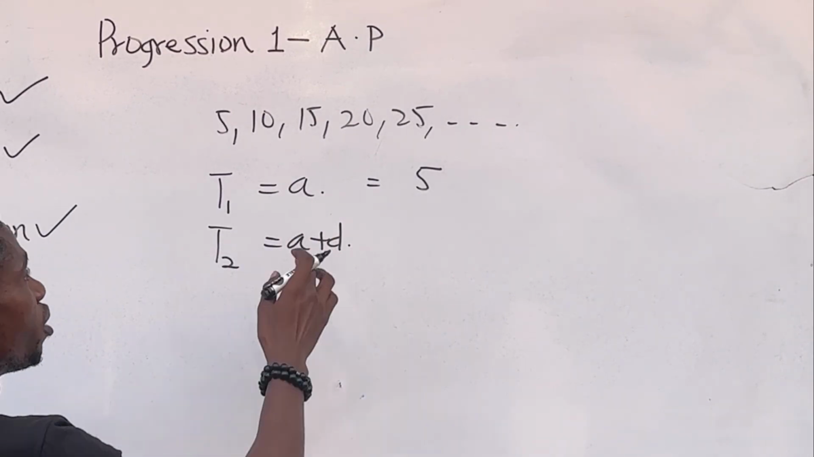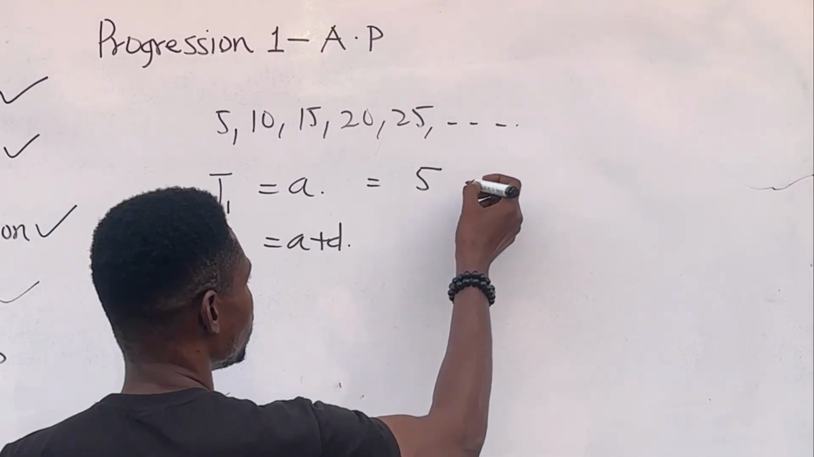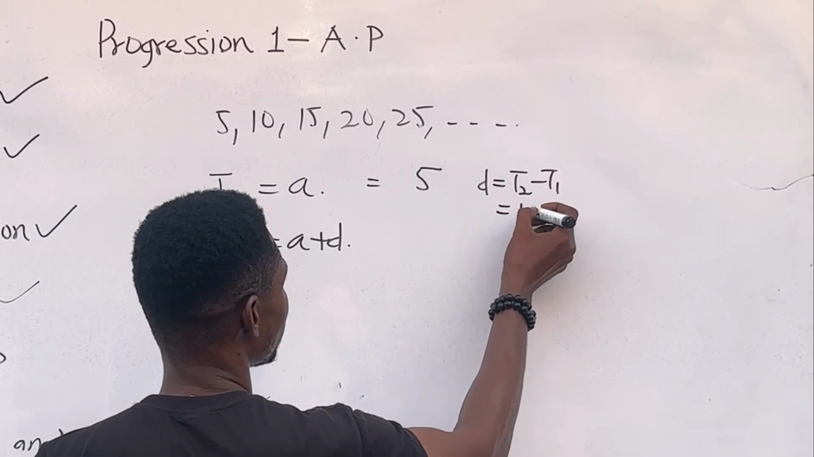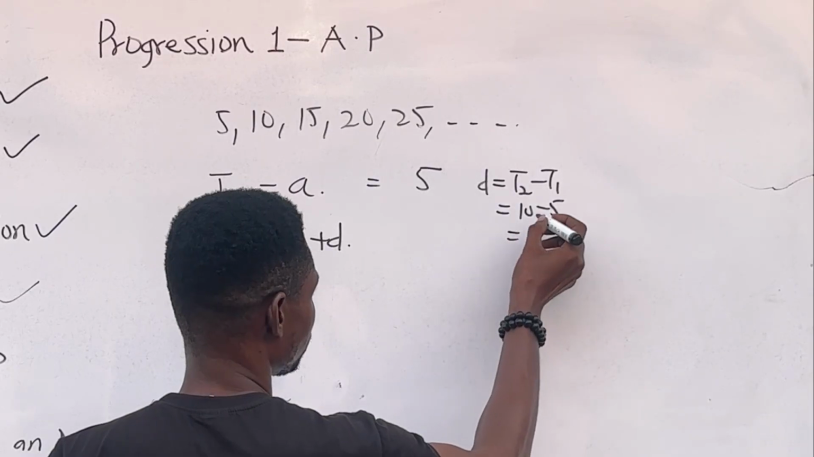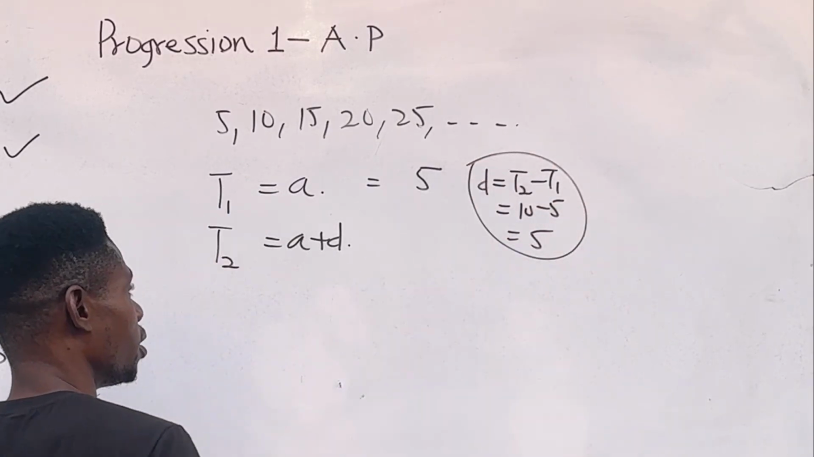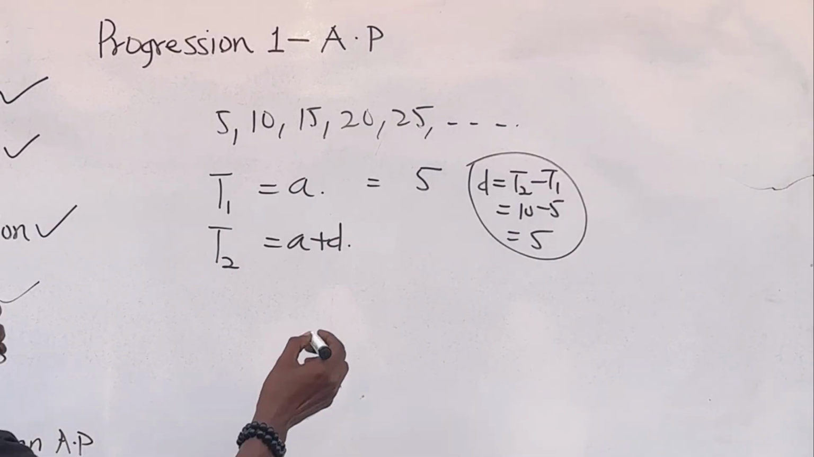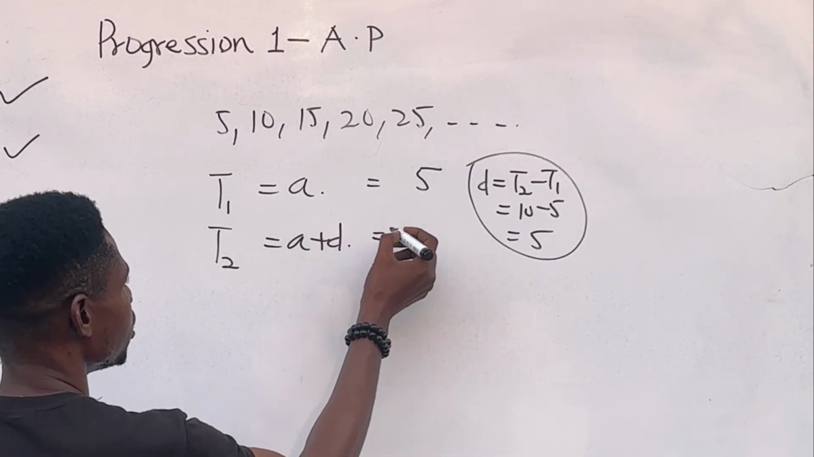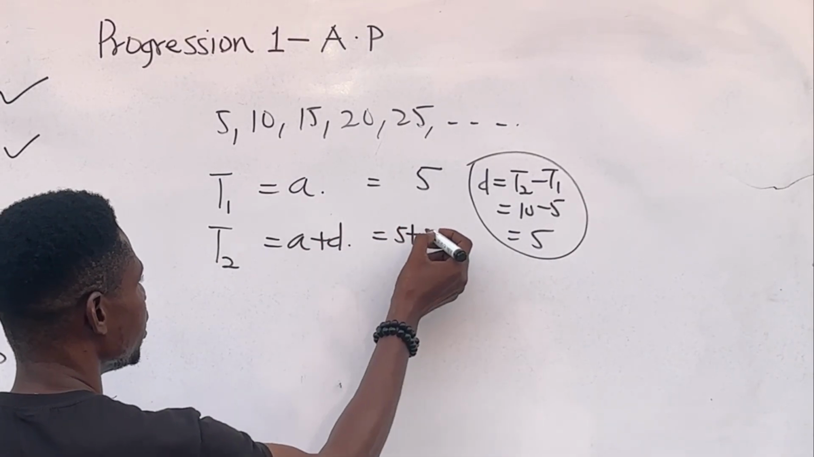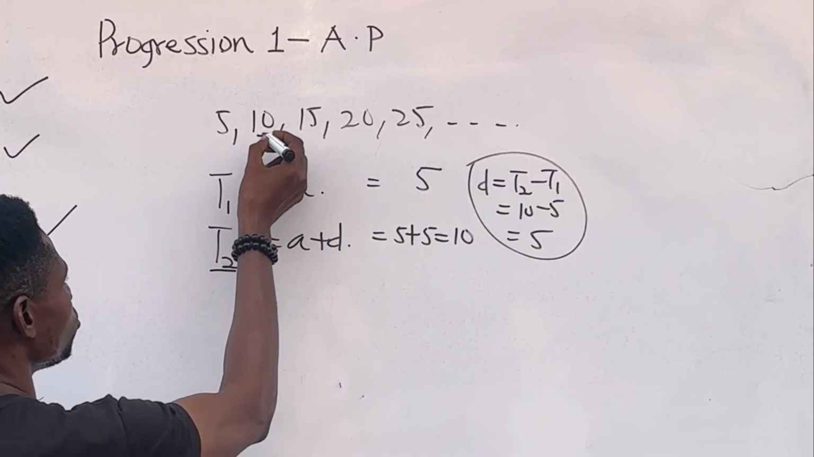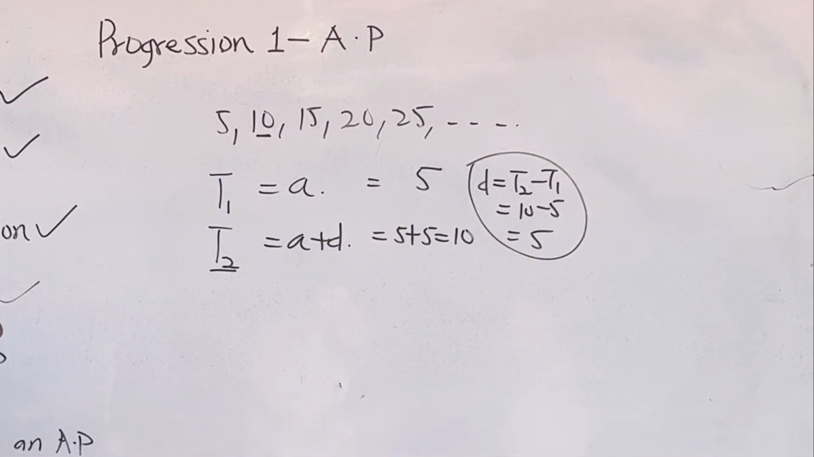And let's look for our common difference in this case. Our common difference will be what? It is T2 minus T1, right? Which is 10 minus 5, which is 5. So our D is 5 in this case. So that will now be what? Our A is 5, plus our D, which is also 5, making 10. Check it. The second term, T2, is 10, and it's 10.